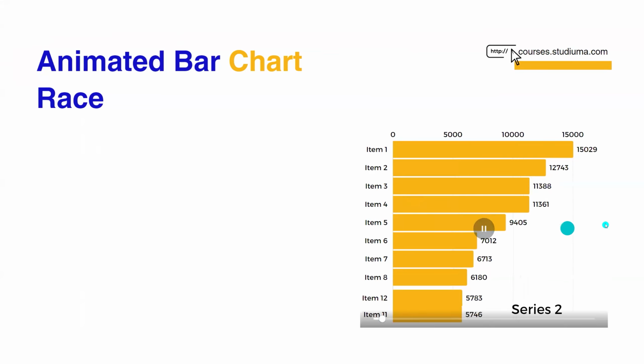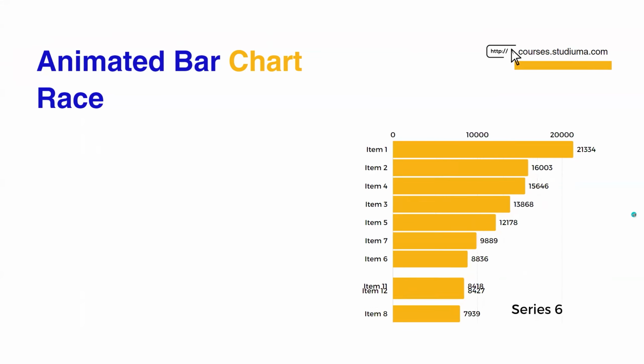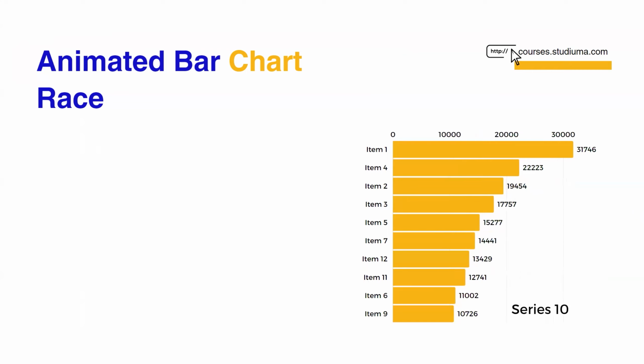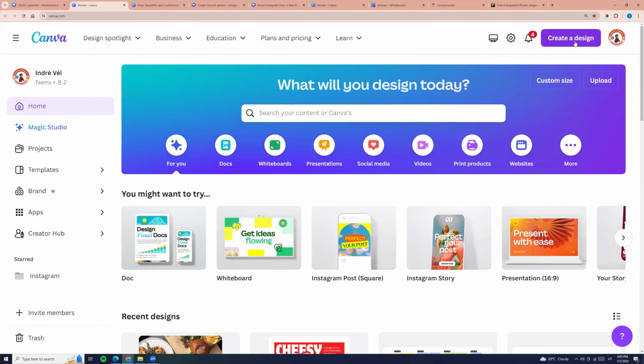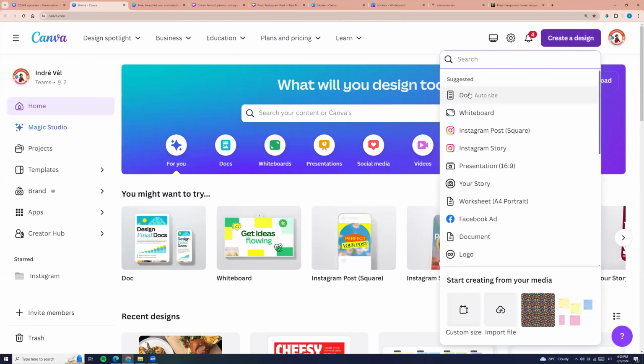Another great Canva news is animated bar chart race. Tell a captivating data story with the newest animated bar chart race. On the Canva homepage, we can click Create a design, and now we can select any design.